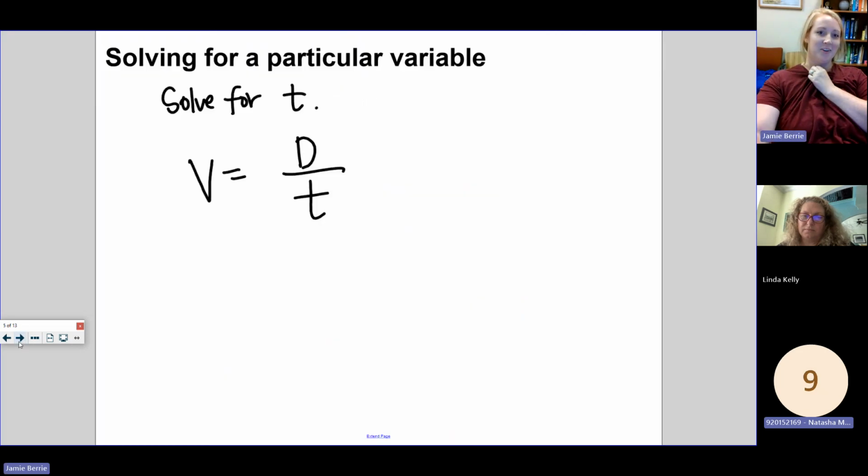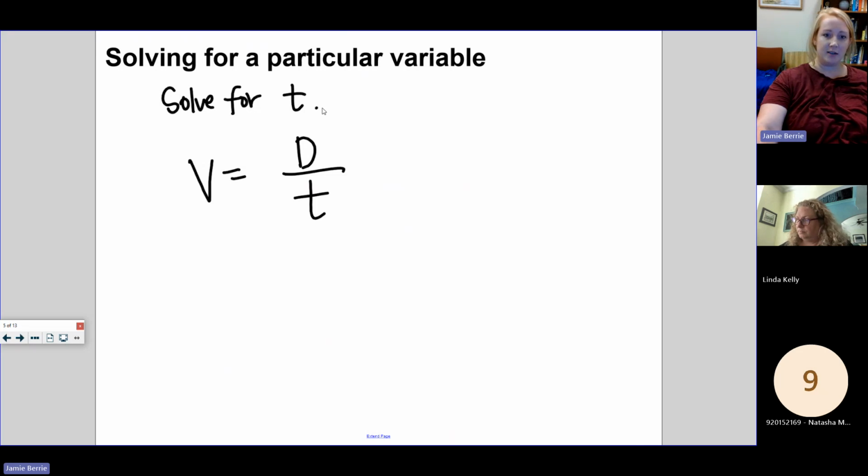Okay, cool. All right, so here I did one that was a little bit easier. Solve for t. V equals d over t. This is velocity equals distance over time. So if we're trying to get t by itself, you can get t out of the denominator by multiplying both sides by t.